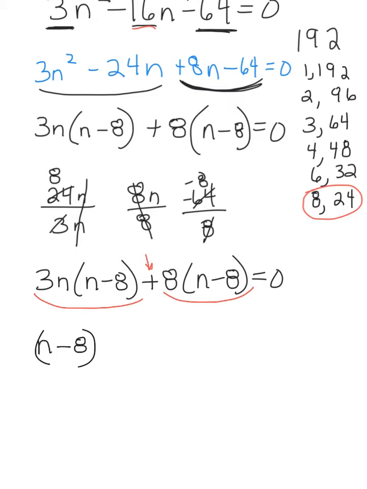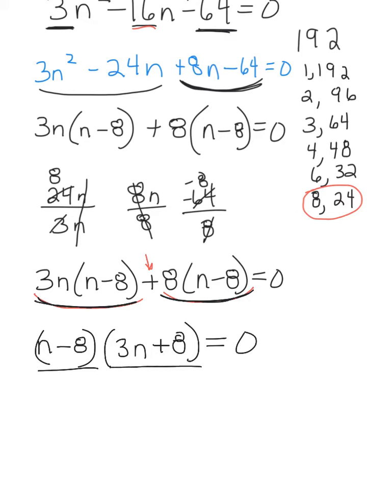So I have n minus 8, and what I have left over here is a 3n. When I divide out n minus 8 over here, I'm left with the plus 8. And that all equals 0. So now I have my two factors, one factor there and another factor here. Now remember, we're solving for the value of n, so we can set each factor equal to 0.